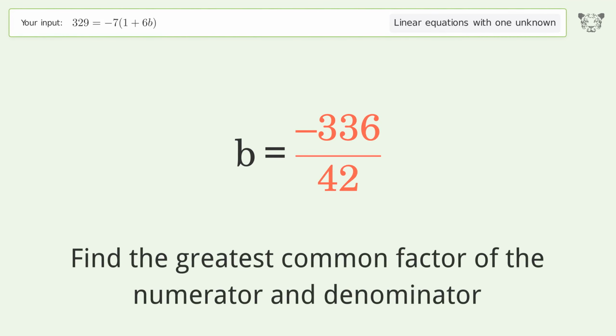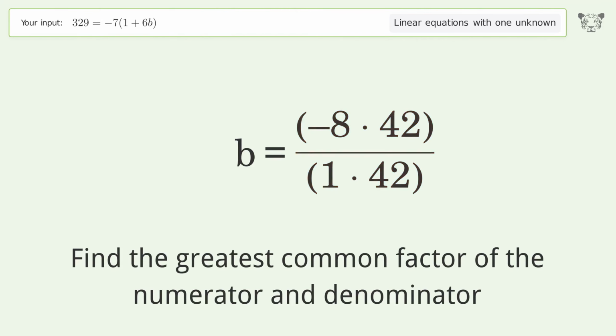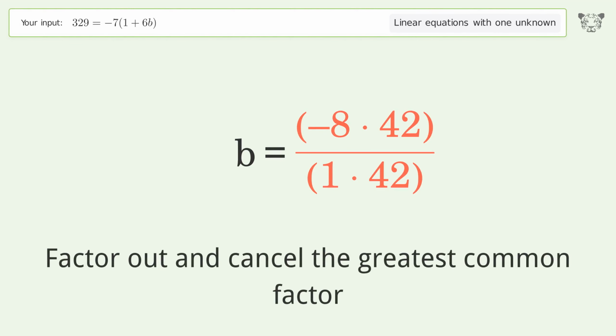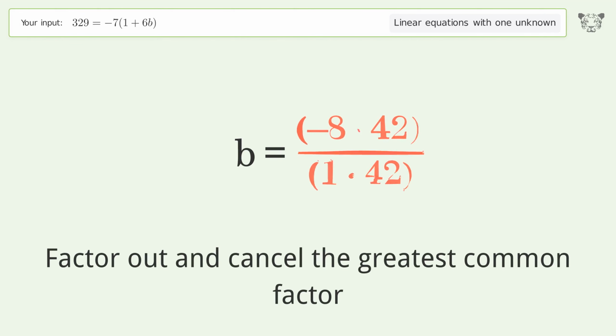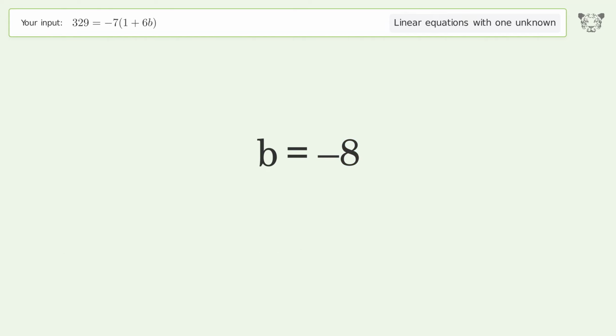Find the greatest common factor of the numerator and denominator. Factor out and cancel the greatest common factor. And so the final result is b equals -8.